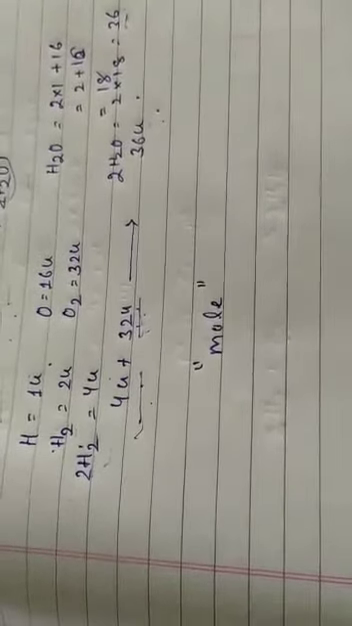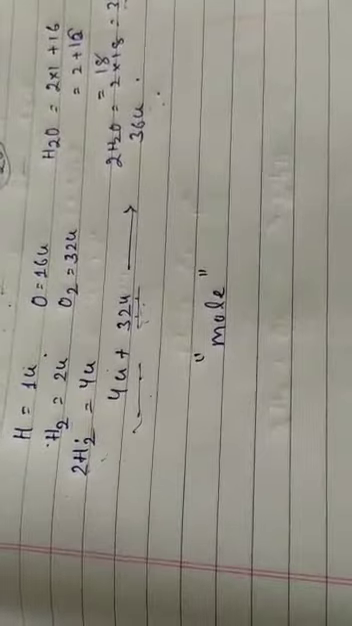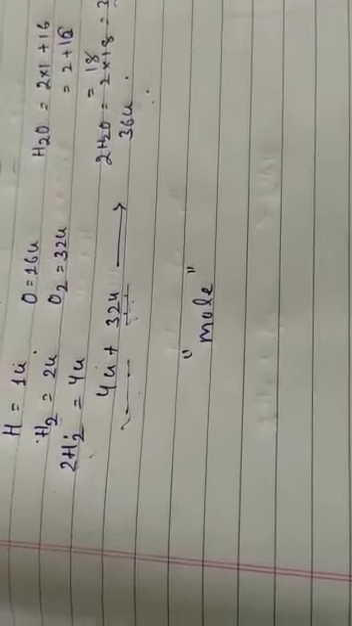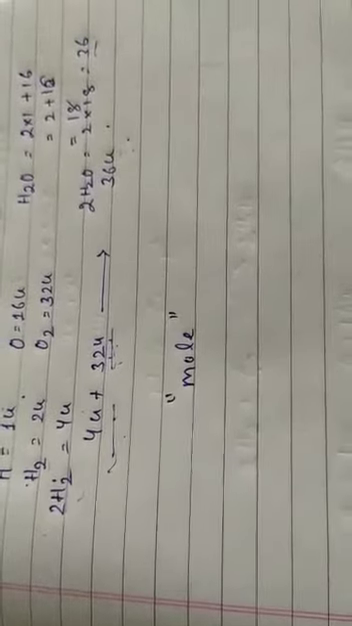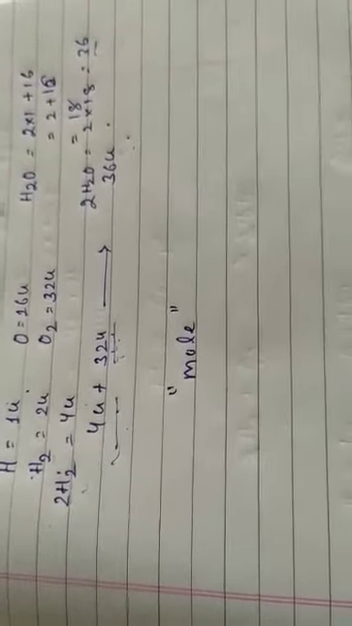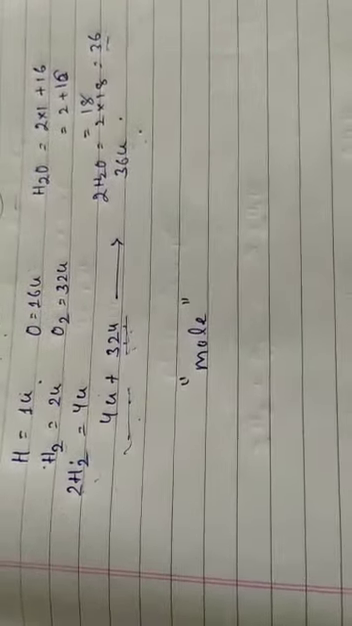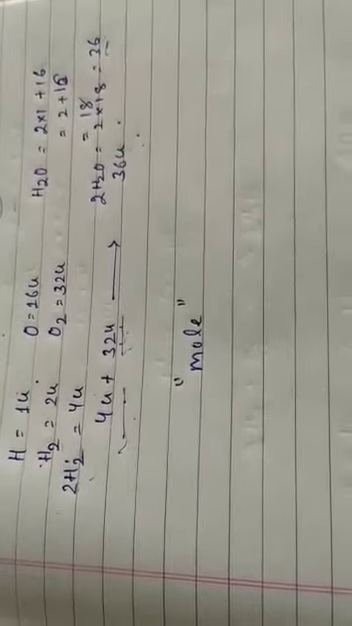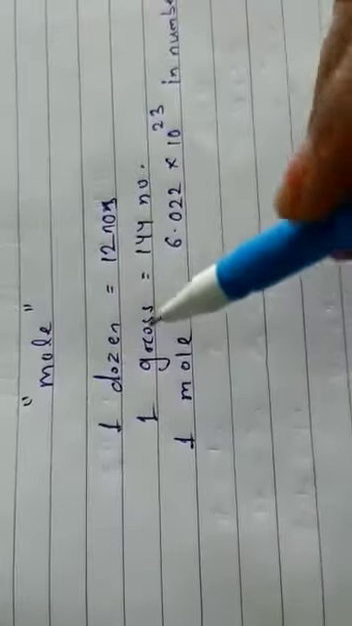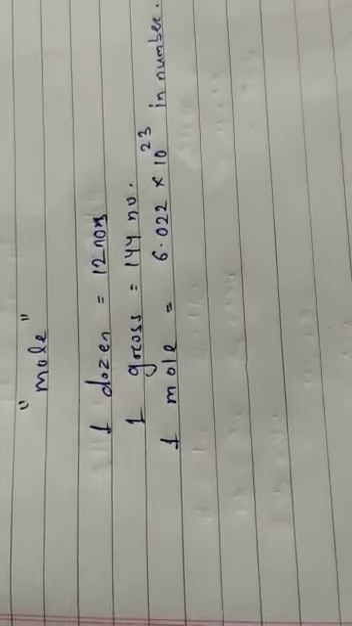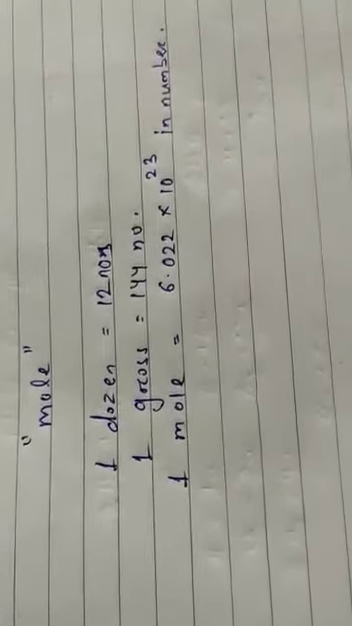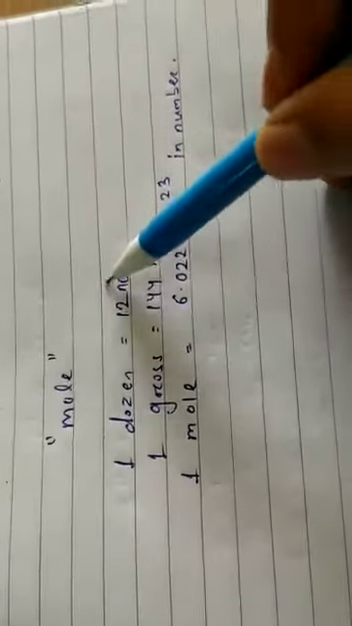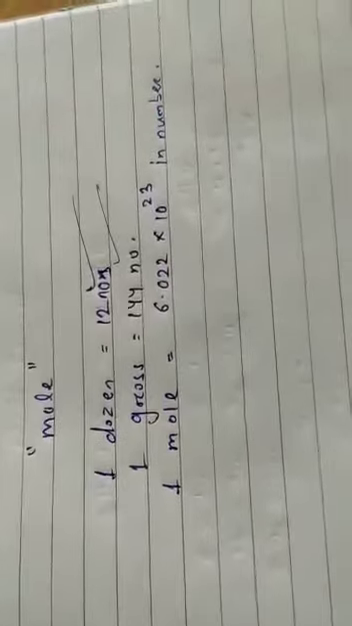But is the mass or weight of the pineapple, banana and apple the same? No. 1 dozen indicates 12 numbers, but it doesn't mean that the weight of the substance is also the same. We are taking 1 dozen bananas equal to 12 bananas, 1 dozen pineapples means 12 pineapples. And 1 gross means 144 numbers. That is a fixed quantity for a dozen, and for a gross it is also a fixed quantity.